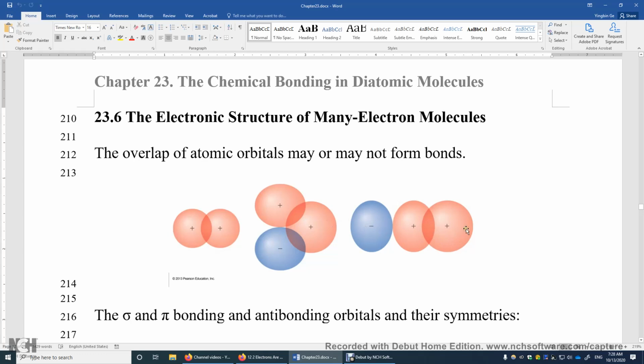Over here, the P orbital can interact with an S orbital to form a sigma bond. Again, we can look at this bonding axis. Both the P orbital and the S orbital are symmetric with respect to the symmetry plane that contains the bonding axis.